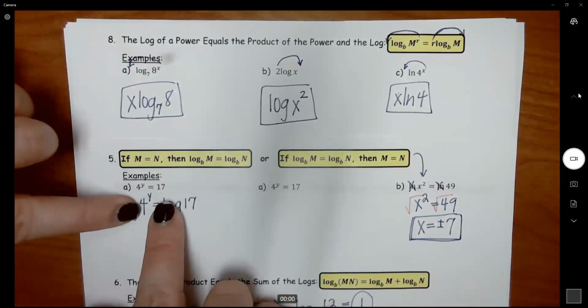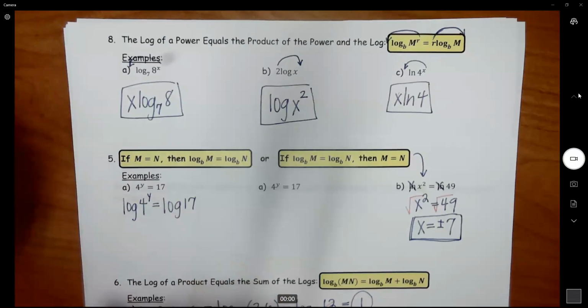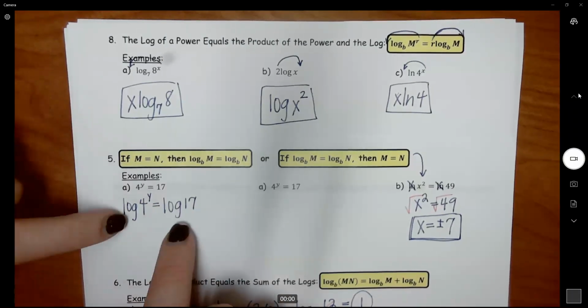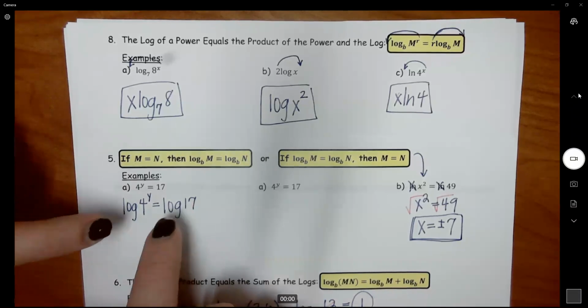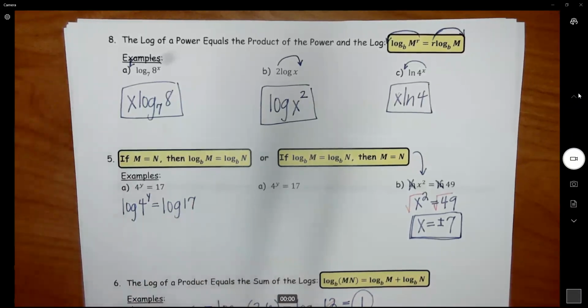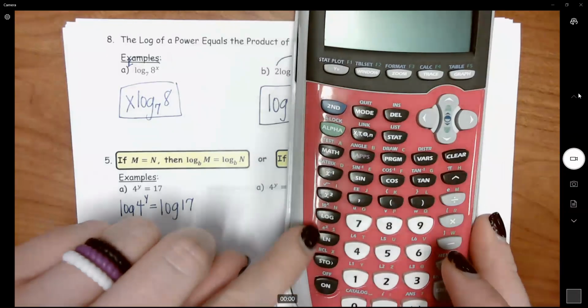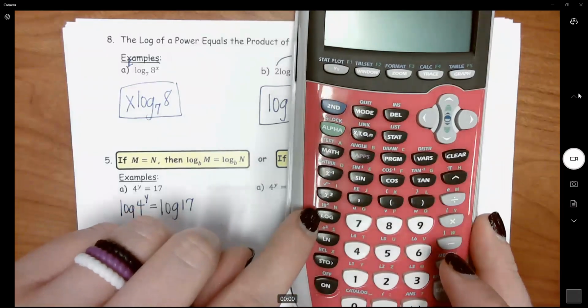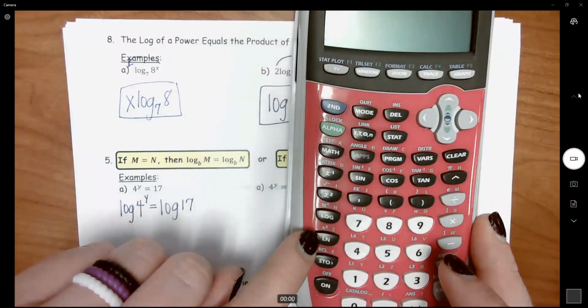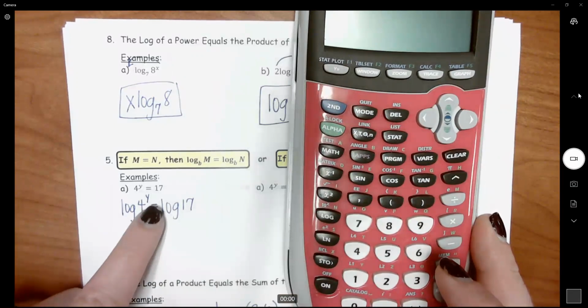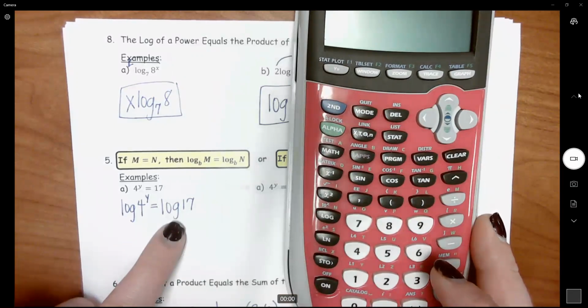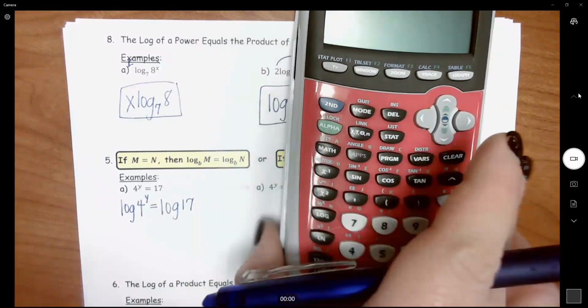So I just added, that was my equation. I just added the common log to both sides, which has a base of 10, right? And I'm adding this because I have the common log on my calculator. So I could have also done natural log, and I could have done natural log of 4 to the y power equals natural log of 17.